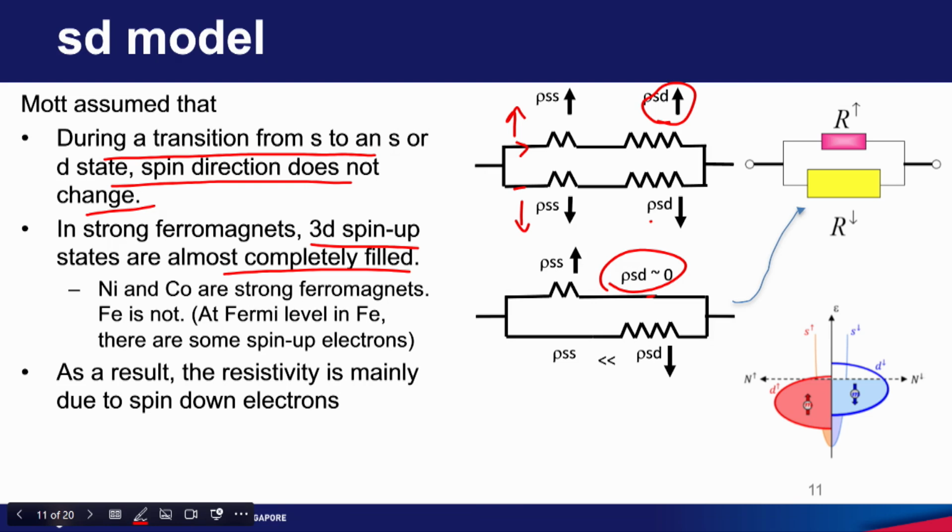Okay. And this resistance is much lower in value compared to the spin down electron getting scattered into these states. There are a lot of empty states. So, spin down electrons can get scattered into these empty states. So, that probability is high. So, there is a high resistance for this.